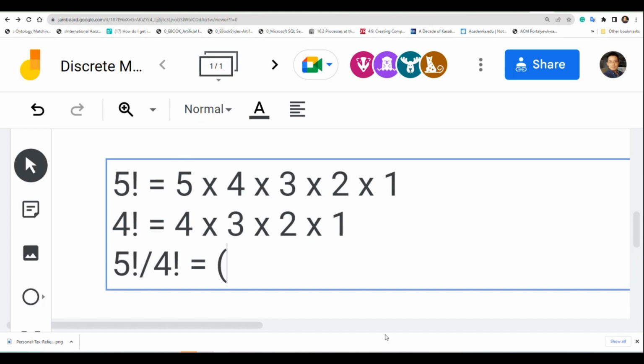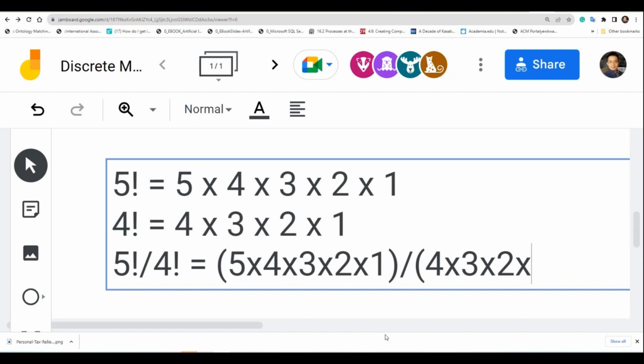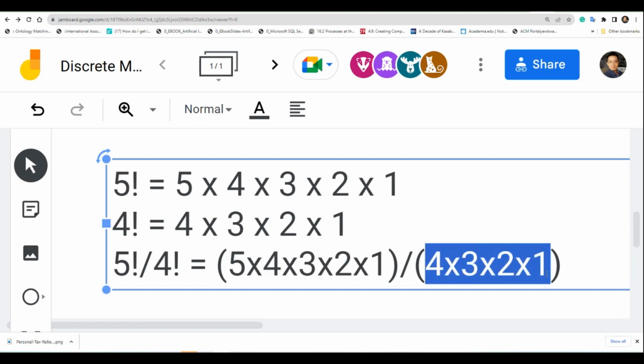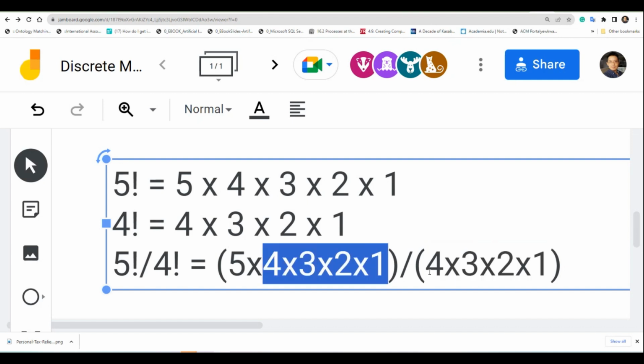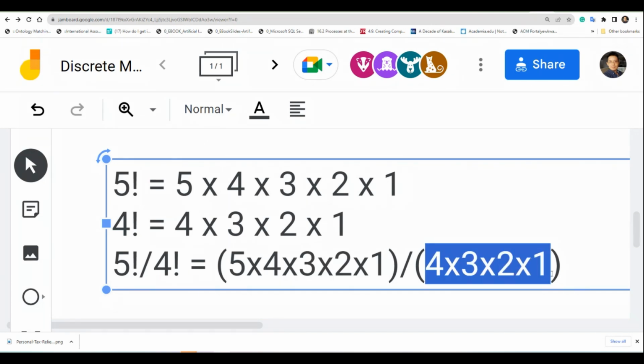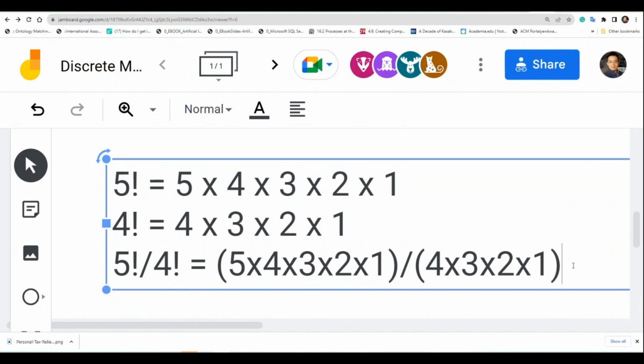Now, some students may do it like this. Not wrong. But do you notice that 4 3 2 1 is the same here? We can cancel out this 4 3 2 1 divided by 4 3 2 1, right? Correct or not? So the answer is 5, correct? This sounds like common sense, isn't it?